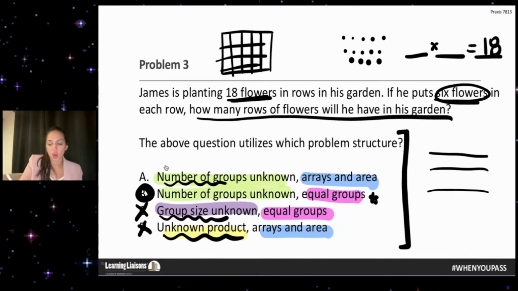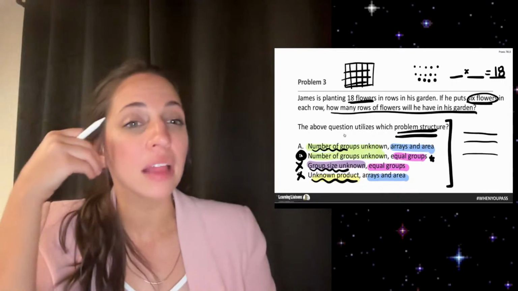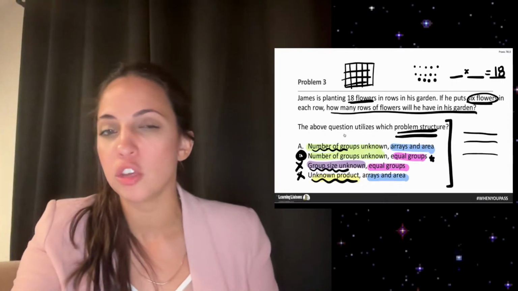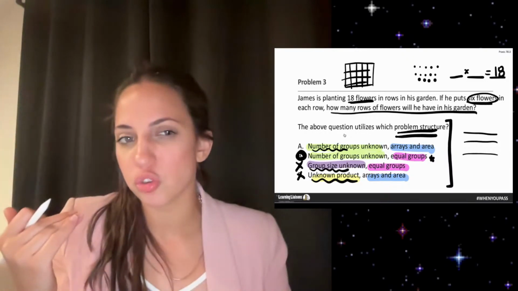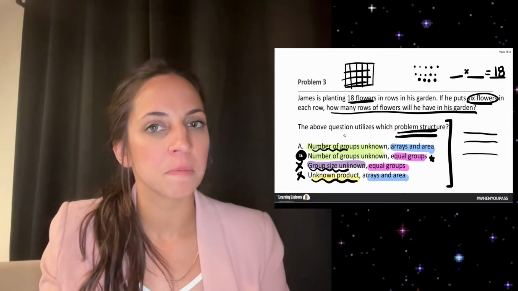Did I need to know and understand what problem structure was? No. So here's my challenge to you: don't get thrown off if you see something immediately that you don't understand or don't know. Because if you use your answer choices to help you, you very well might be able to get to the right answer.